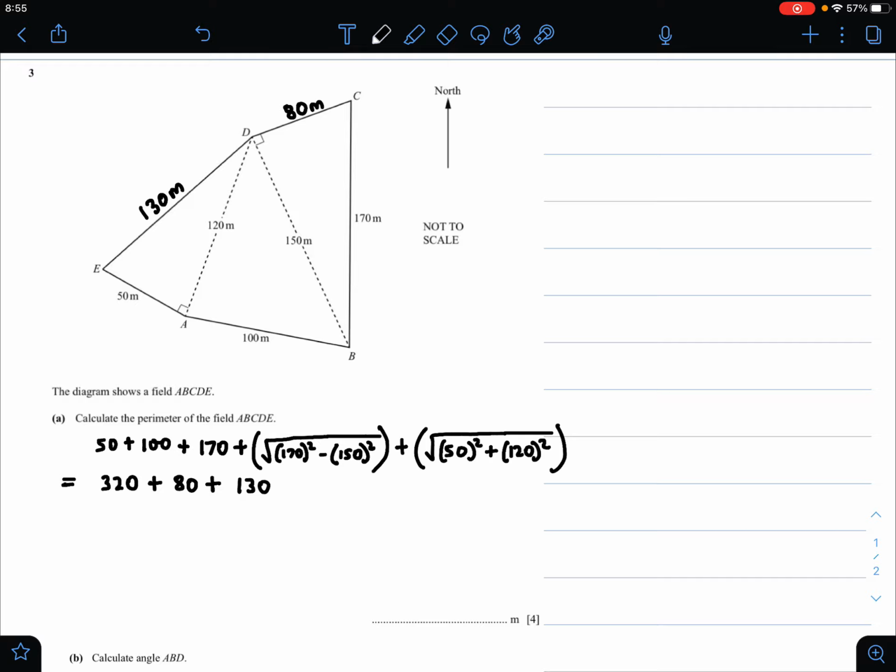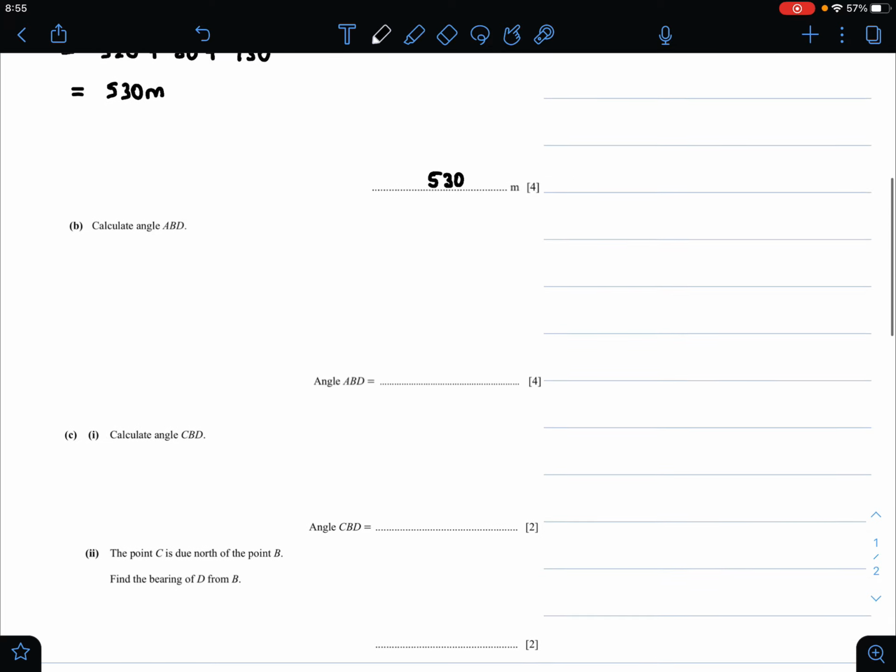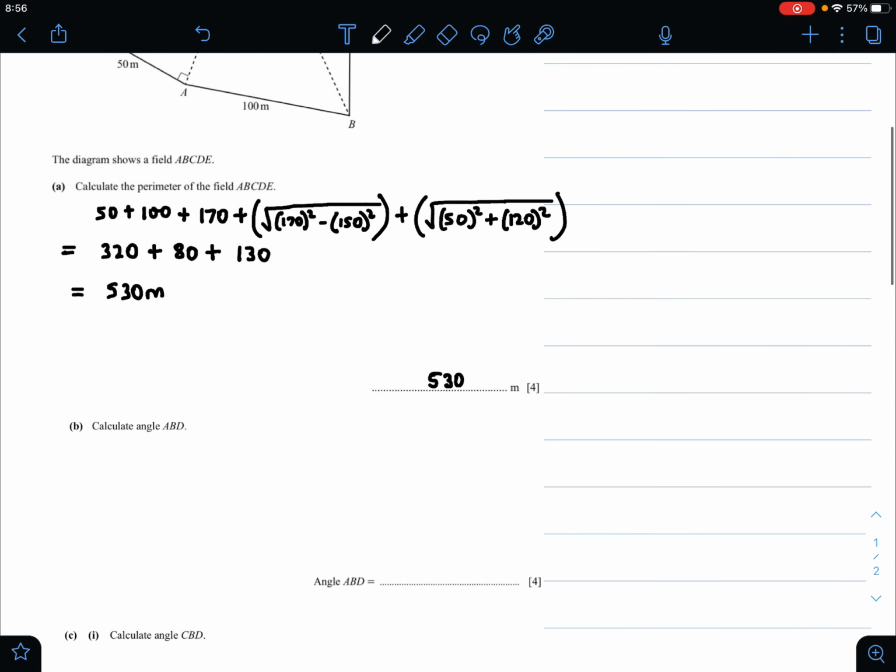130 meters, and therefore the final answer for part A would be 130 plus 80 plus 320, which would give us 530 meters as the perimeter for this entire shape. Now let's move to part B of this question, where they are asking us to calculate the angle ABD.